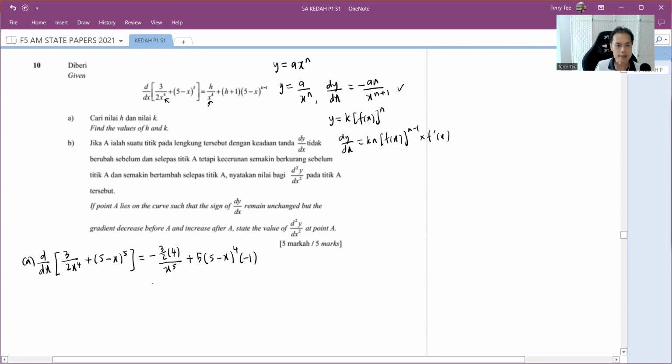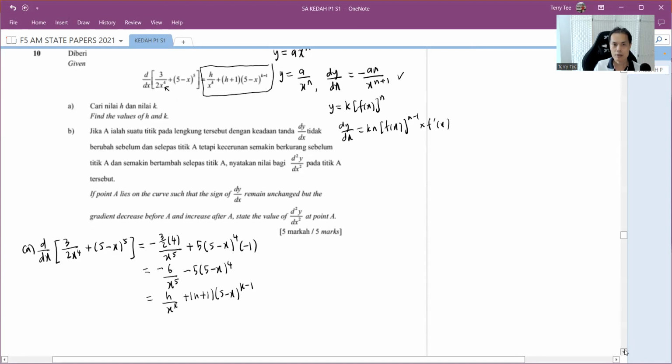So let's take this and simplify. This is negative. 2 and 4 cancel, left with 2, 2 times 3, I got 6, x^5. And I have a negative 5 and a (5 minus x)^4. So what we're going to do is compare this with what we have over here, the whole thing here. Look at this, the whole thing over here. All right, I'm going to write here, this is now h x^k. This is plus h, minus h plus 1, and (5 minus x)^(k minus 1).